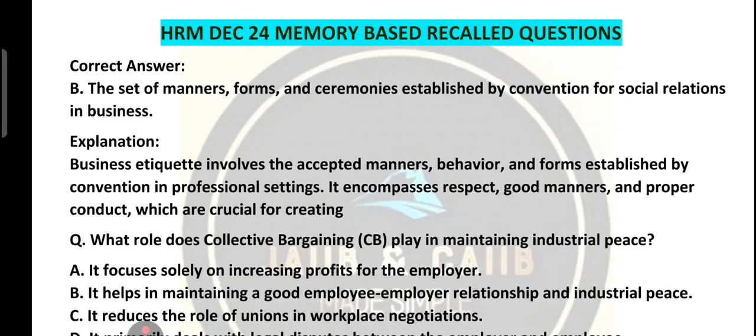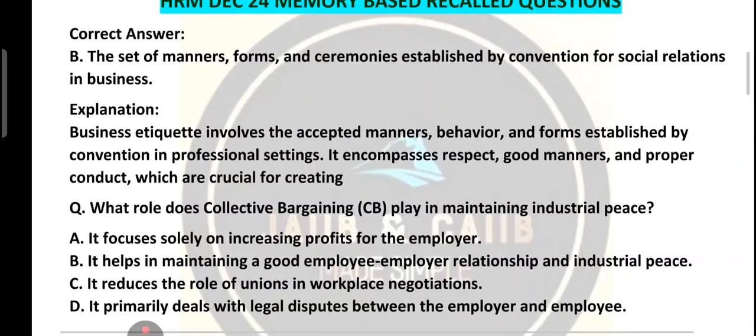So in the previous question we covered distributive bargaining, which means where one wins and the other loses. Business etiquette, which means how to behave professionally at work. Now friends, let's see the next one. I think we have just discussed business etiquette. Now, what role does collective bargaining play in maintaining industrial peace?